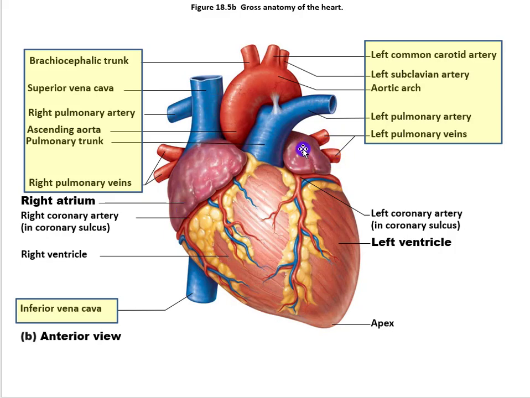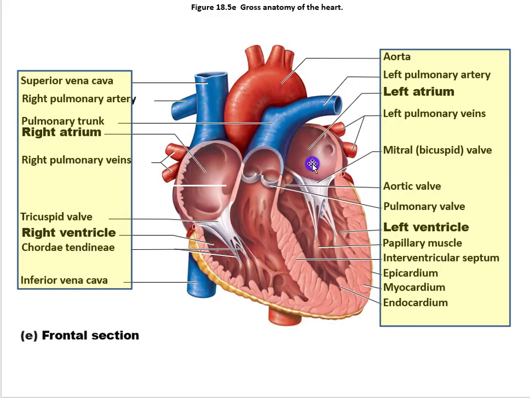If we peel this open and look into the left atrium, there we have it. And these are the openings. See those little indentations? These are openings of the pulmonary veins, and there would be more on the other side. You just can't see them. These are openings of the pulmonary veins into the left atrium.